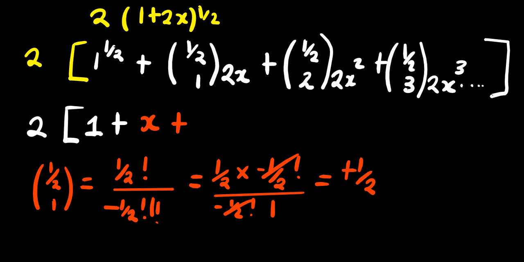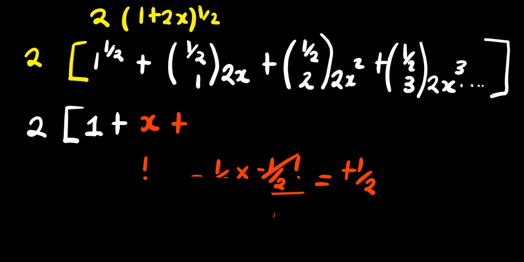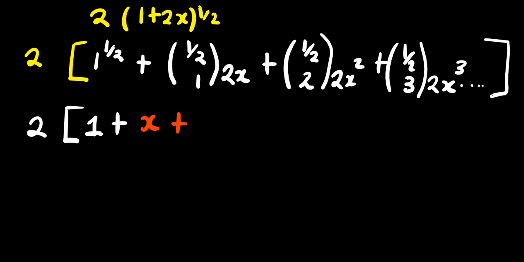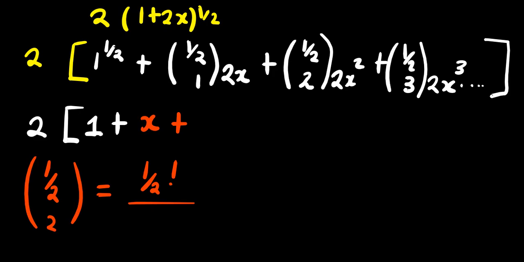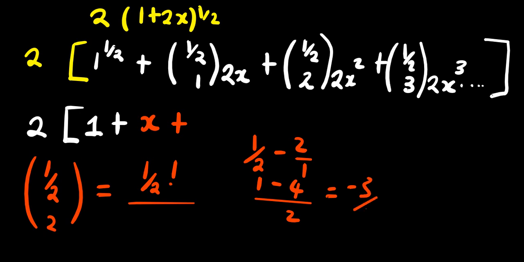So if we're going to solve this one, allow me to rub here. Okay, so how do we solve this one? We've got half combination 2. So how are you going to solve this one? You're going to say half factorial on top, divided by half minus 2. What is it going to give us? So I'm going to have 2, that is 1, minus, that is 2, that is 4. So I'm going to have negative 3 over 2. So that's what I'm going to have. So allow me to put it there.